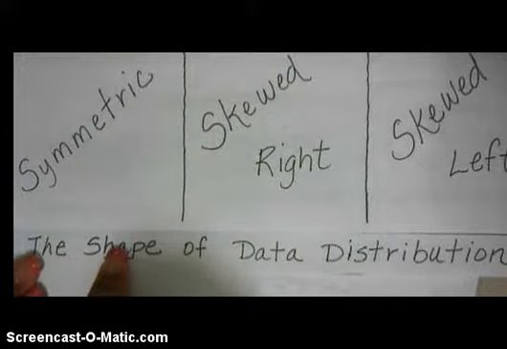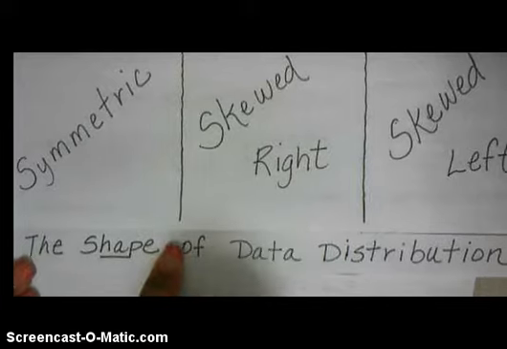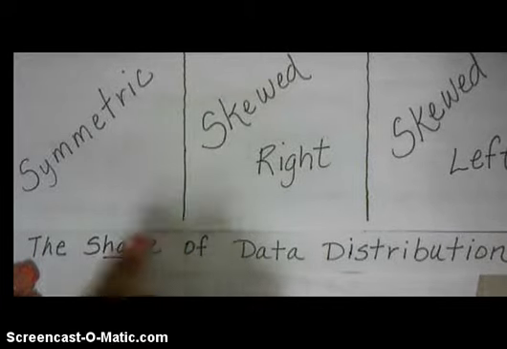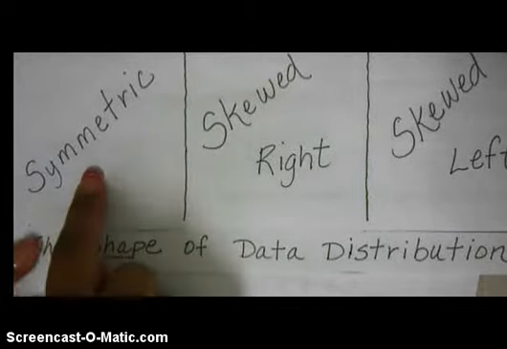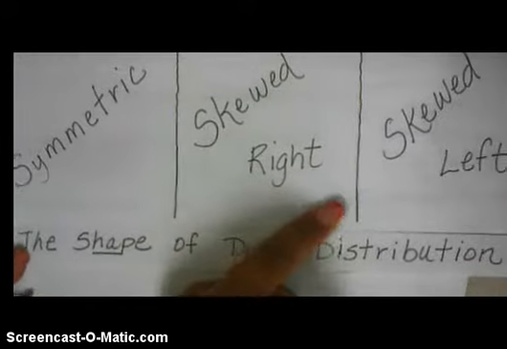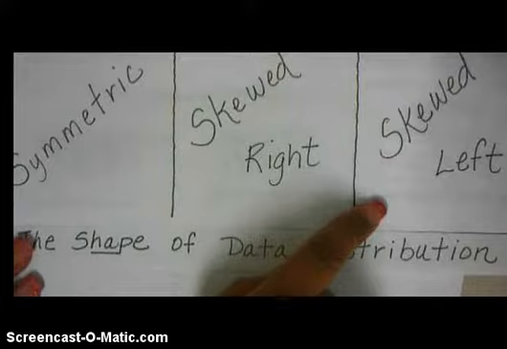The shape of data distribution just simply means what is the shape of the data once it is on the graph. It has nothing to do with the numbers or anything like that. It's just talking about the shape of how they distributed the data. There are three ways to describe the shape. It can be symmetric, it can be skewed right, and it can be skewed left. We are going to look at what those examples might look like.